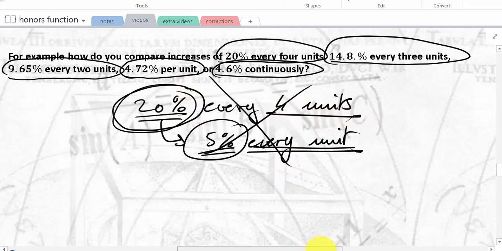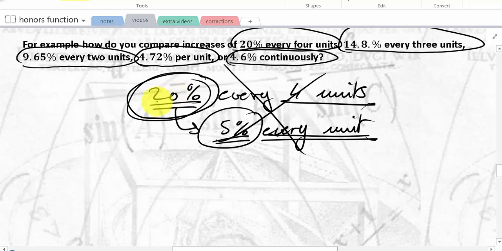It's very simple to do. Check it out. So how do you model 20% every 4 units? Very simply. f of x would be, well, the original amount, which I don't know what it is, but it doesn't matter in this problem, times 1.2, right?